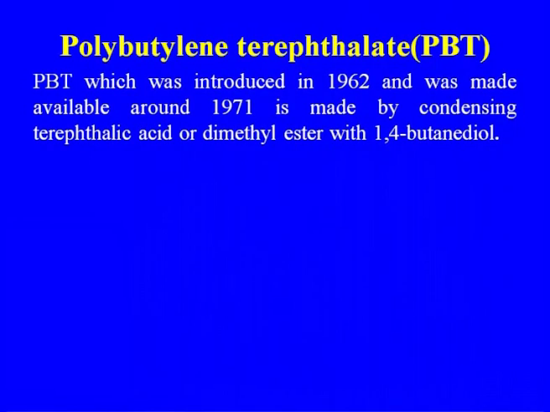Another important development has been the use of terephthalic acid in polybutylene terephthalate manufacture. PBT, which was introduced in 1962 and made available around 1971, is made by condensing terephthalic acid or its dimethyl ester with 1,4-butanediol. So this is one of the major uses of 1,4-butanediol, for making polybutylene terephthalate.